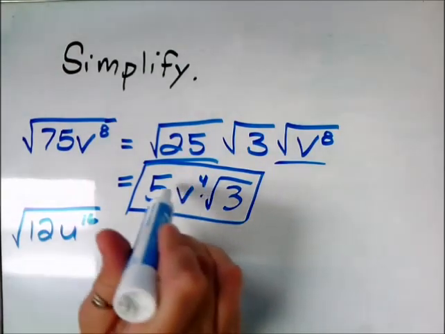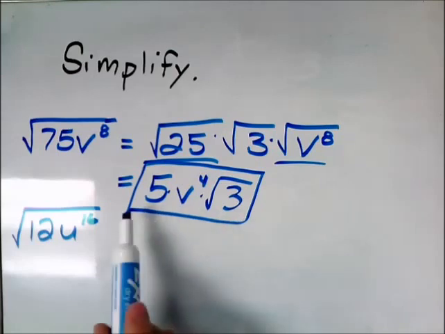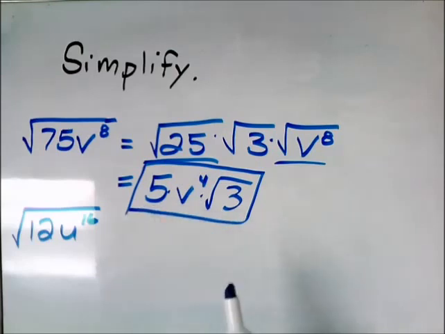And notice these were all multiplied by each other before. They're multiplied by each other now. It doesn't matter what order I write them in. So I like writing the stuff that I could free from under the square root first.